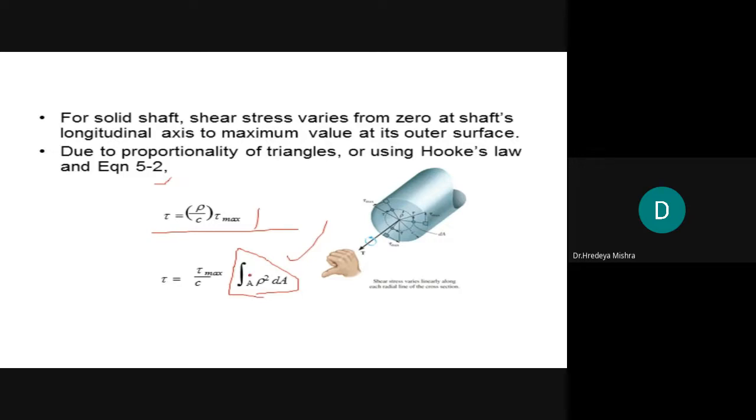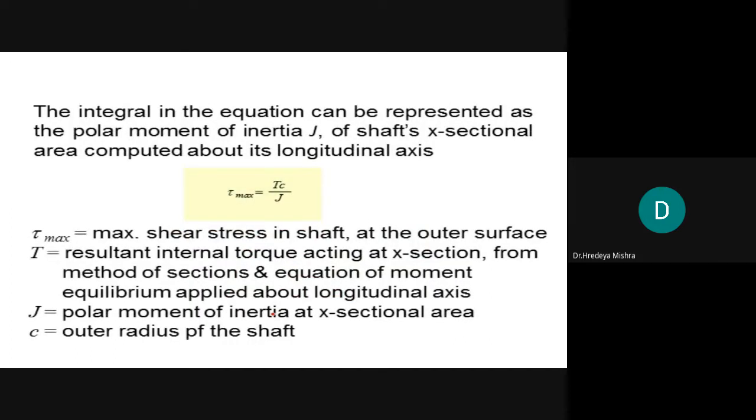So we can convert this to J, and the equation we get is tau equals tau max upon c into J. What is J? J is the polar moment of inertia, which we observed in the moment of inertia chapter. The integration in the equation can be represented as the polar moment of inertia J of the cross-section area computed about its longitudinal axis. So tau max equals Tc upon J.